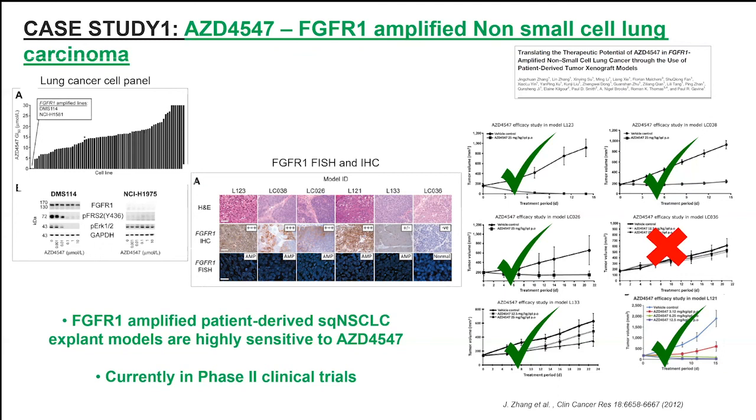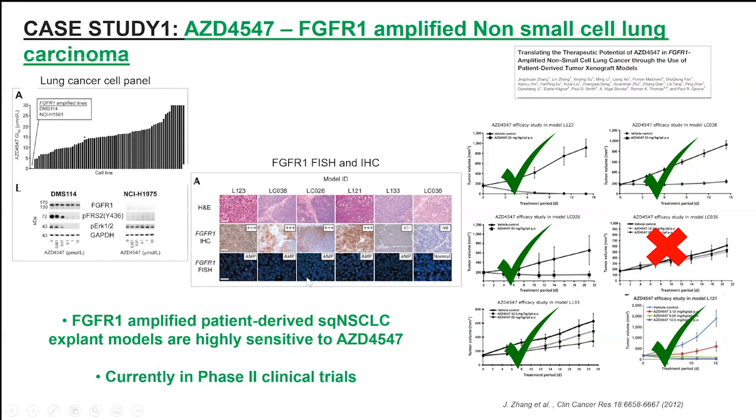So in order to test that hypothesis in vivo, we moved to look at patient-derived explant models. So the middle panel, which shows the immunohistochemistry, shows 6 models that were selected based on their FGFR1 amplification status and also FGFR1 protein levels. So you can see the FGFR1 amplification assessed by FISH and IHC looking at protein levels. So we had varying levels of amplification and protein expression, and we had one model that was selected that had normal FGFR1 and was negative for FGFR1 protein.